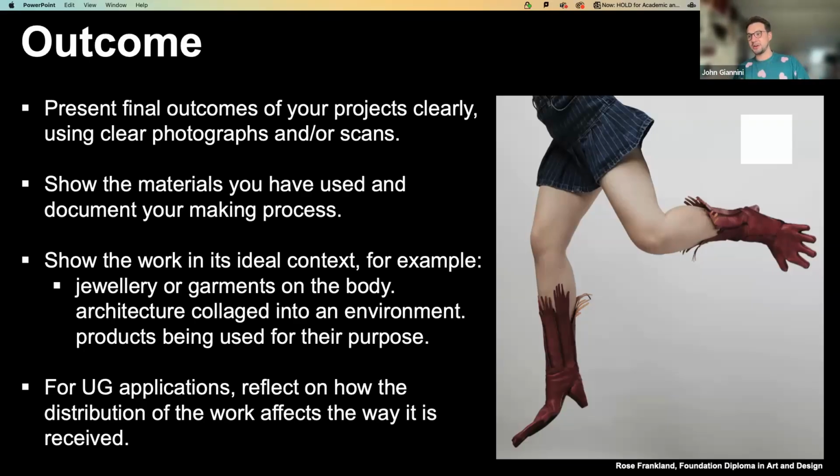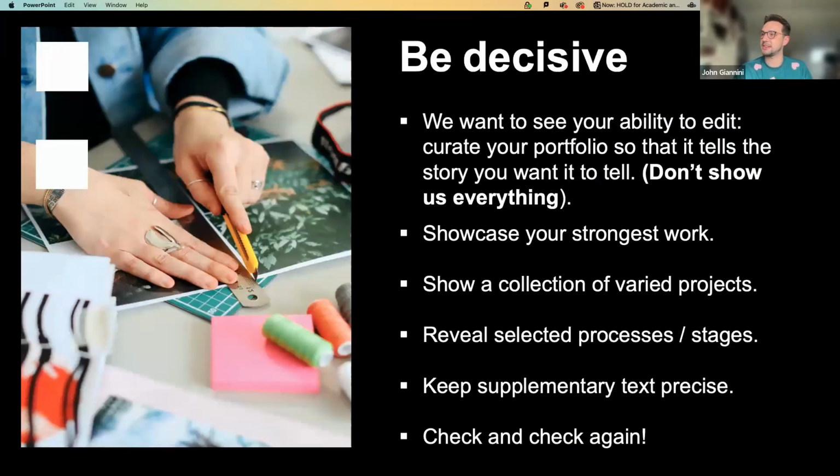And similarly, architecture, we want to see collaged into an environment. Maybe it's to scale with small statues of people so that you can see what that looks like. That's the best way to show off an outcome. For undergraduate applications, it's really important to reflect on the way the distribution of the work affects the way it is received as well. So very important to also keep that in mind.